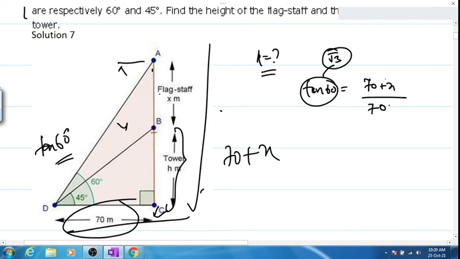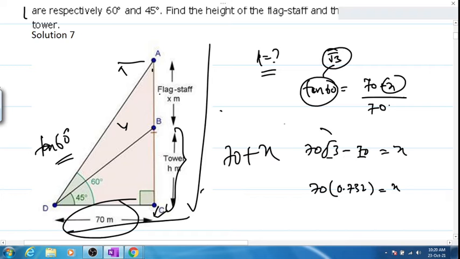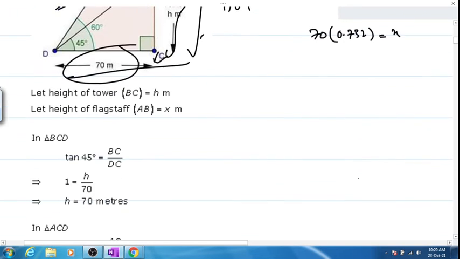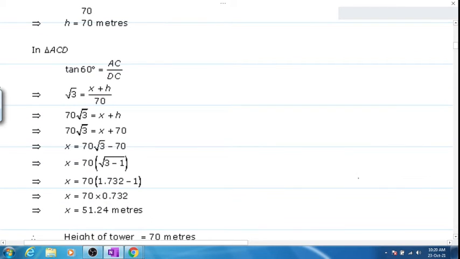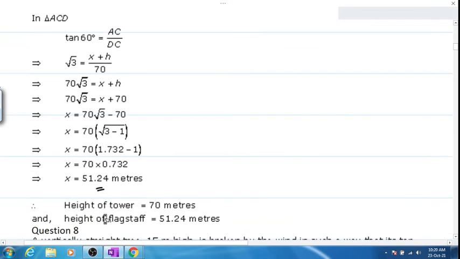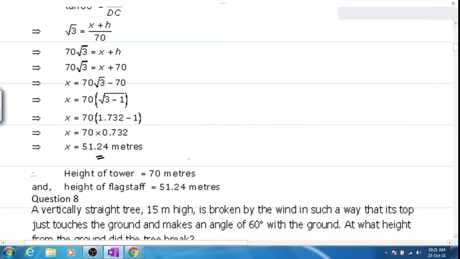The value for x, boys, hurry up. 70 root 3 minus 70, or 70 into 0.732. Why 0.732? Root 3's value is 1.732, minus 1 gives you 0.732. The ultimate answer will be around 50s. It is 50.24 meters. Is the question clear? Yes or no, boys?